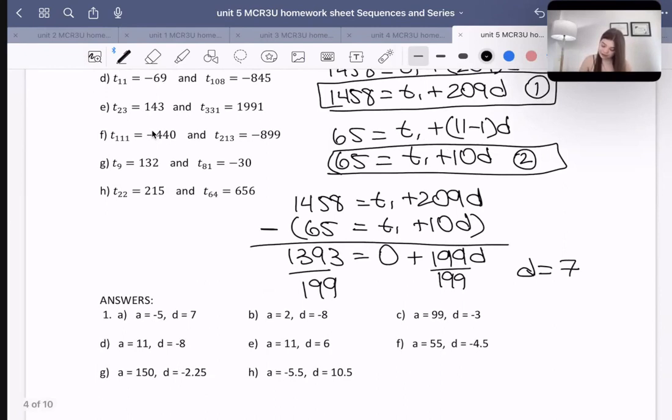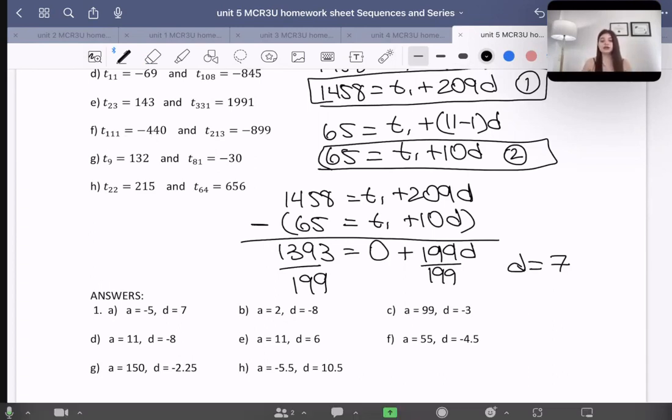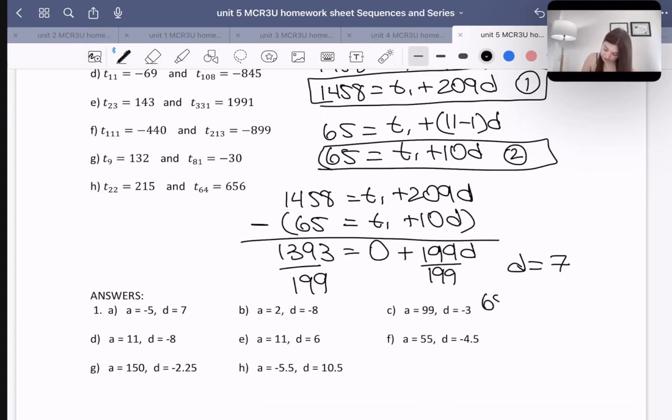Now that we have that, we can find out what t1 is. Well, actually, let's plug it into equation 2. It'll work. Now, I want to clarify. It'll work whether we plug it into equation 1 or equation 2. The reason I am choosing equation 2 here is just because it looks like an equation with smaller numbers, so it'll be faster. 65 equals t1 plus 10d, which we know d is 7. So 65 equals t1 plus 70, which means t1 is equal to negative 5.